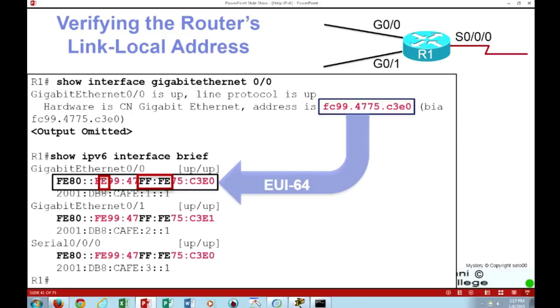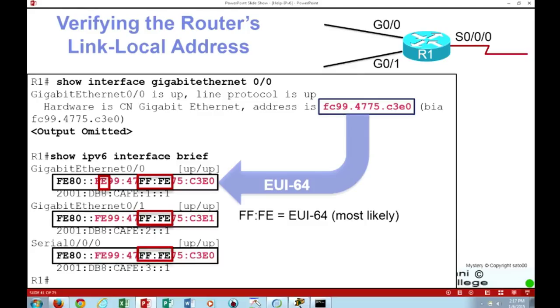Question. I see the C99 and the E99. If you flip the seventh bit, it doesn't increment it by one. It will change, in this case, the C to an E.